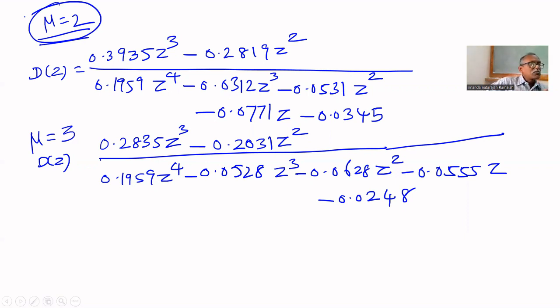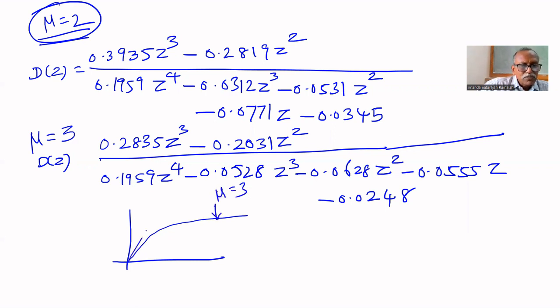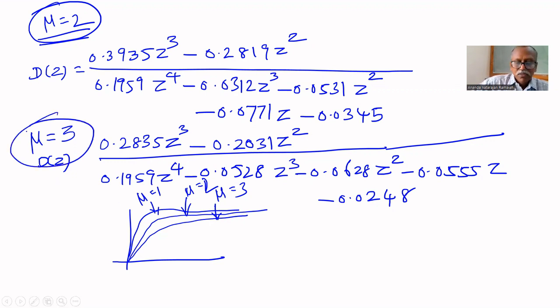If you reduce the time constant, the response will be very fast. What is the meaning of time constant? Mu equal to 3, mu equal to 2, mu equal to 1: the responses will be like this. As the closed loop time constant reduces, the response will be faster. So we designed 3 controllers for the same process, and let us check the response.